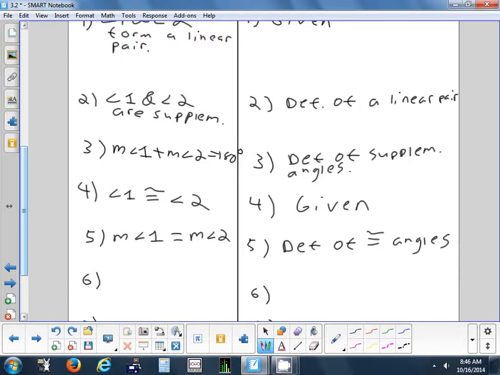Anybody see how I can combine step 3 and 5 to get step 6? I know that measure of angle 1 plus measure of angle 2 equals 180. And I know the measure of angle 1 equals the measure of angle 2. Anyone see what we could do there? The measure of angle 1 is equal to 90. That's what we have to get to. But it's something we have to say first.